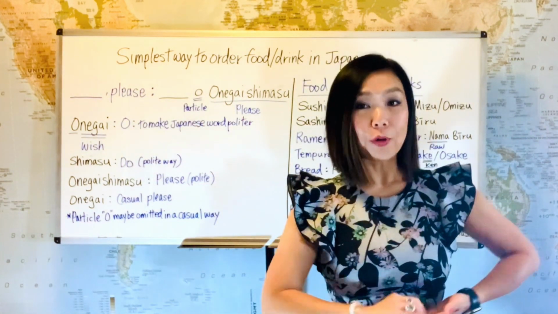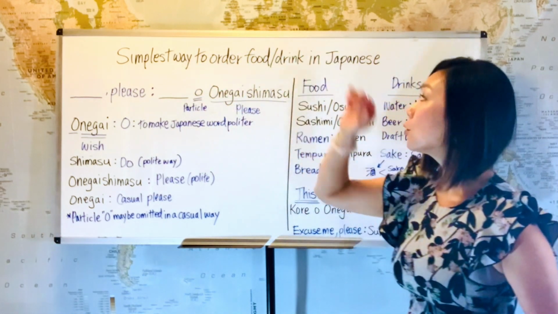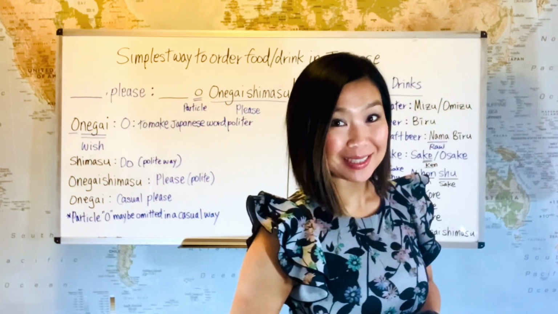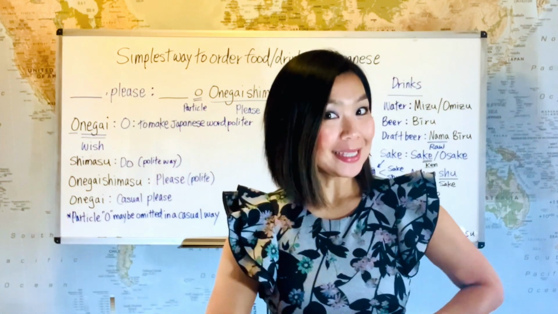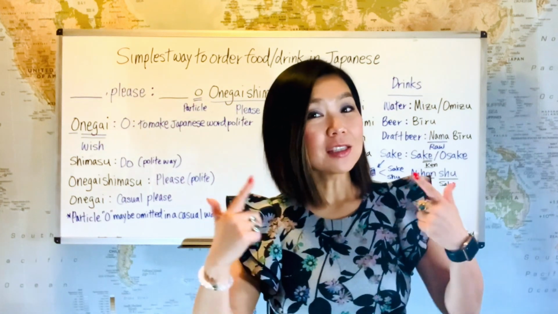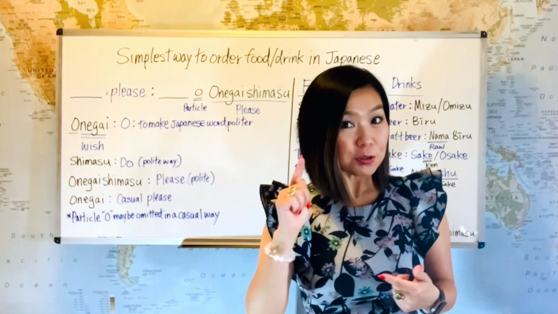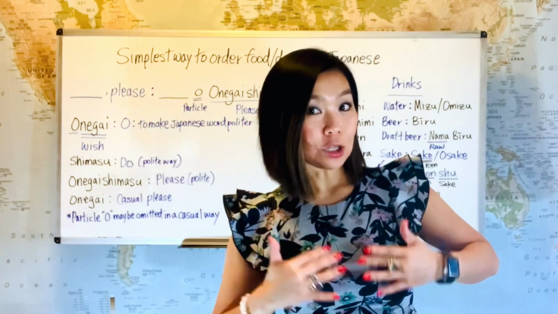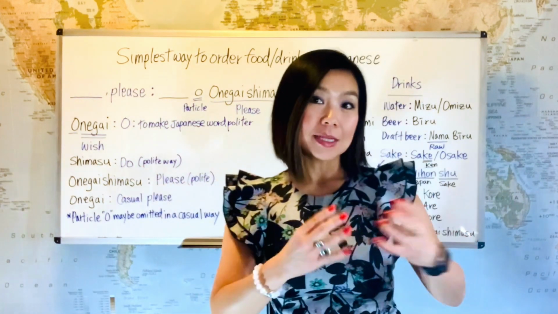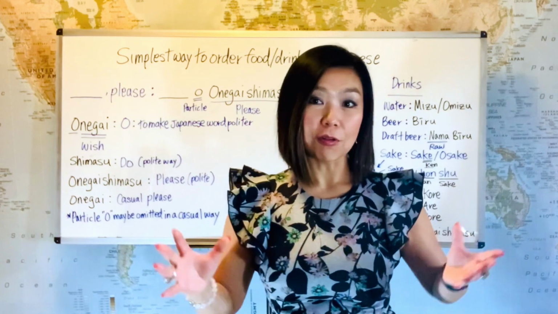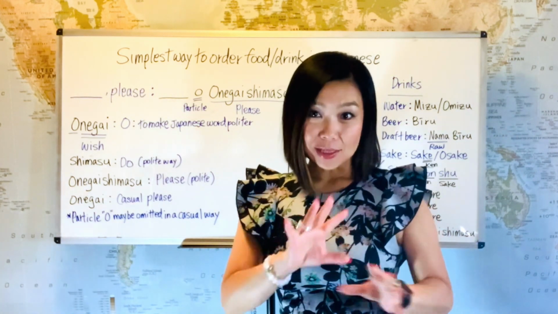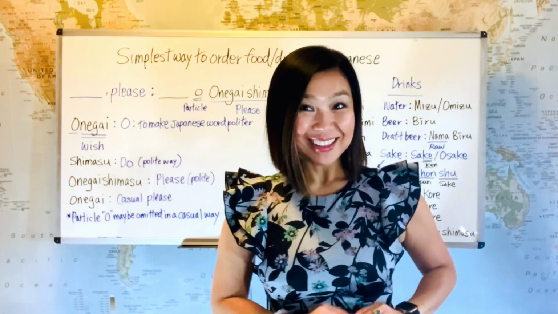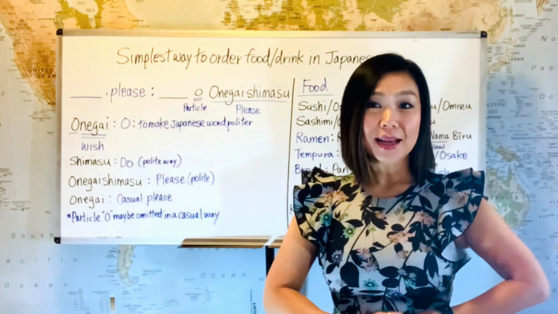Well, today we're going to learn the simplest way to order food and drinks in Japanese. When you go to an Izakaya in Japan, this is very useful. If you don't know what an Izakaya is, it's a traditional Japanese bar and normally comes in a tapas style, so you can share many dishes with your friends and family. So it's kind of fun. So let's get into it.